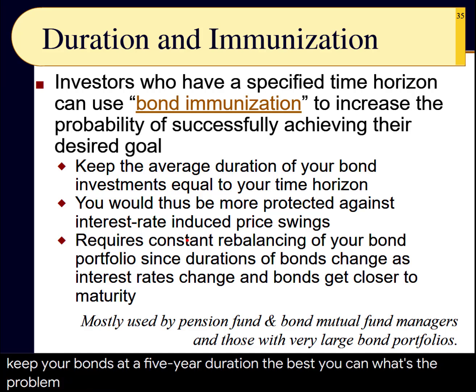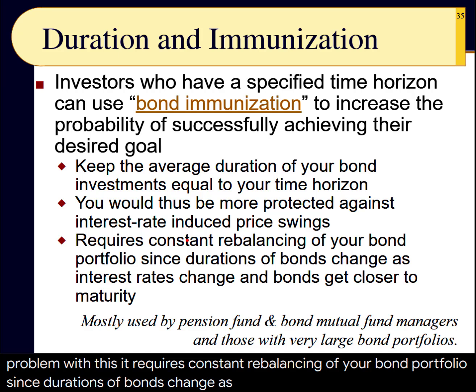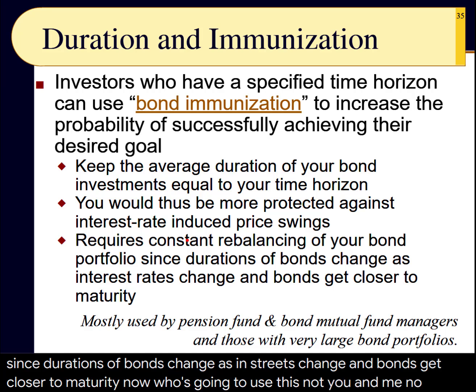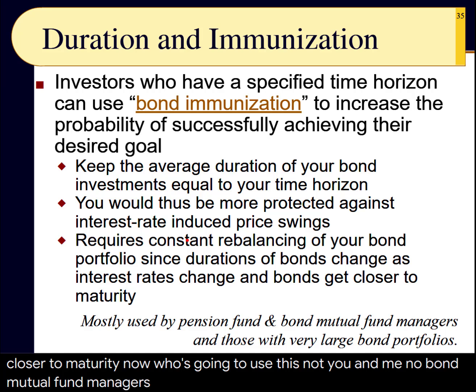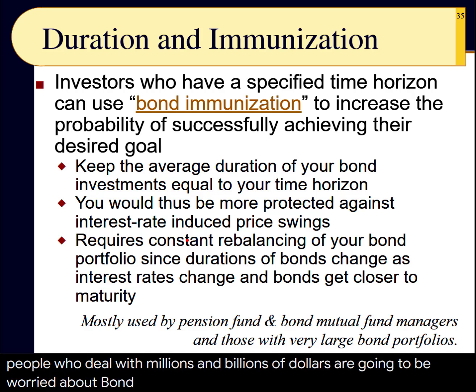So you keep your bonds at a 5-year duration, the best you can. Well, what's the problem with this? It requires constant rebalancing of your bond portfolio since durations of bonds change as interest rates change and bonds get closer to maturity. Now, who's going to use this? Not you and me, no. Bond mutual fund managers, pension fund managers, life insurance companies, people who deal with millions and billions of dollars are going to be worried about bond immunization.